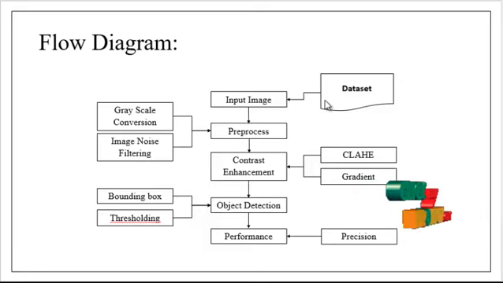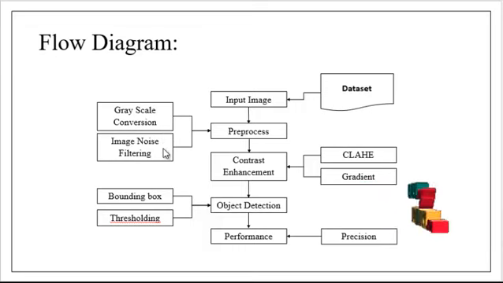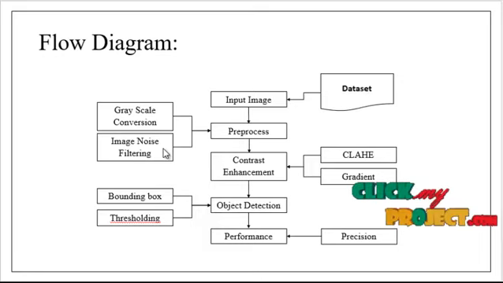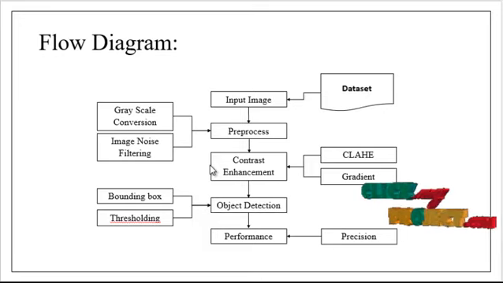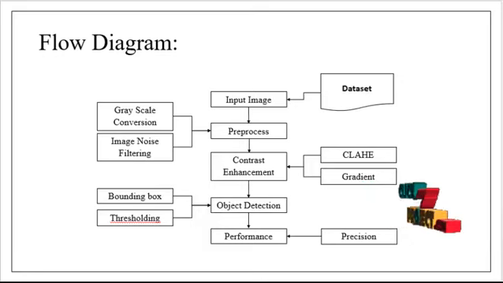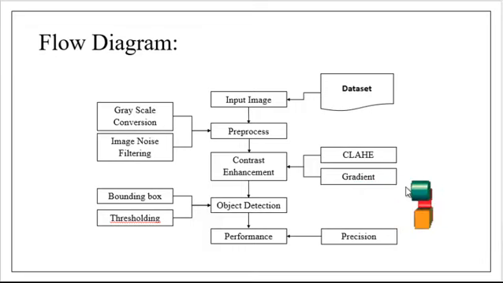After taking any one image from the dataset, the pre-processing will be carried out. In this pre-processing step, the grayscale conversion is carried out. After the grayscale conversion, noise is removed from the image by using a filtering method. After the noise removal, the third stage of the project is contrast enhancement. In this contrast enhancement, the CLAHE method as well as the gradient algorithm is used to improve the contrast level. For low light contrast images, the pixels of the image will be boosted by using the CLAHE and gradient method.